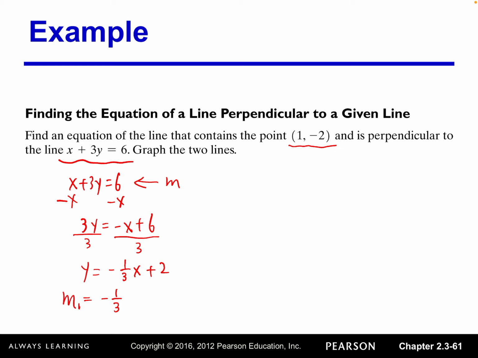So what about its perpendicular line's slope? If M1 equals -1/3, and its perpendicular line slope we call M2, these two multiplied should equal -1, right? We can just solve for M2. So that's -1/3 times the perpendicular line slope equals -1. And then the negatives cancel, so M2 equals, multiplying by 3 on both sides, right? M2 equals +3.